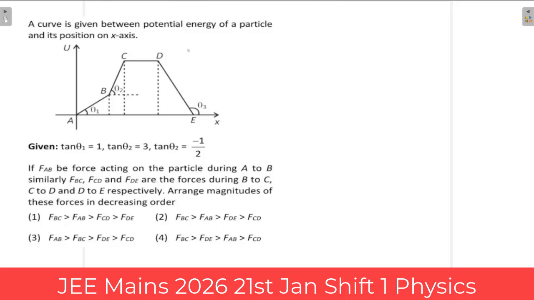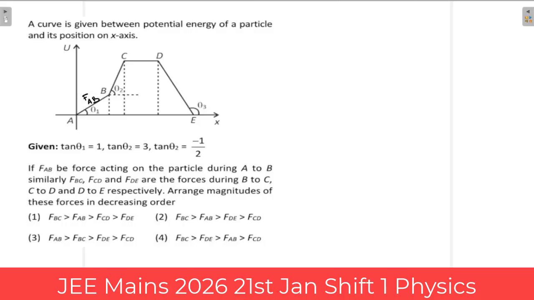A curve is given between potential energy of a particle and its position on the x-axis. Here, tan theta 1 is 1, tan theta 2 is 3, and tan theta 3 is minus half. Now, let F_AB be the force acting on the particle during A to B.